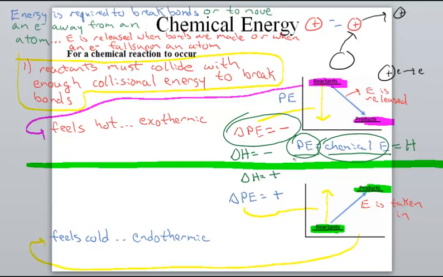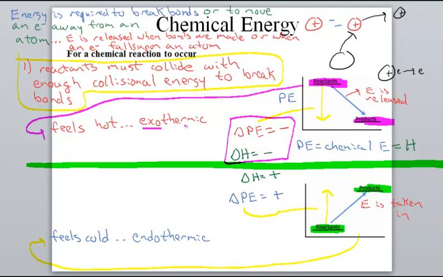So H means potential energy. You won't see PE, change of PE, in any problem. You'll see it written as change of H. So let's write that. Change of potential energy, negative. Change of enthalpy, negative for exothermic. It's a positive number, and we'll eventually give some real numbers for an endothermic reaction.